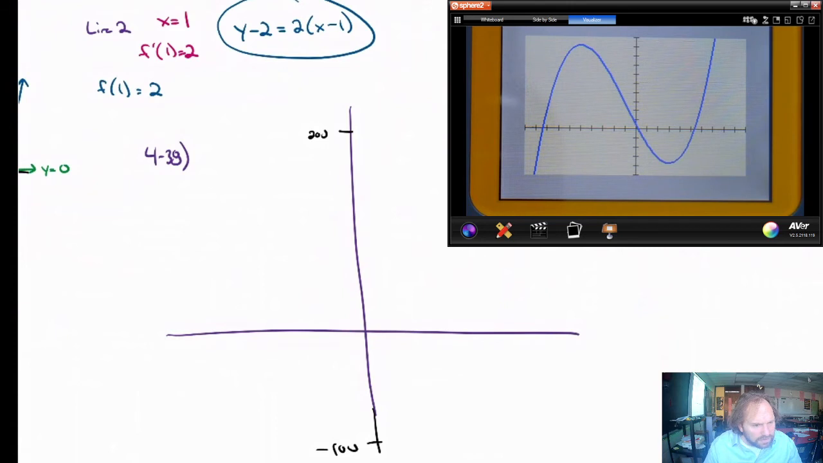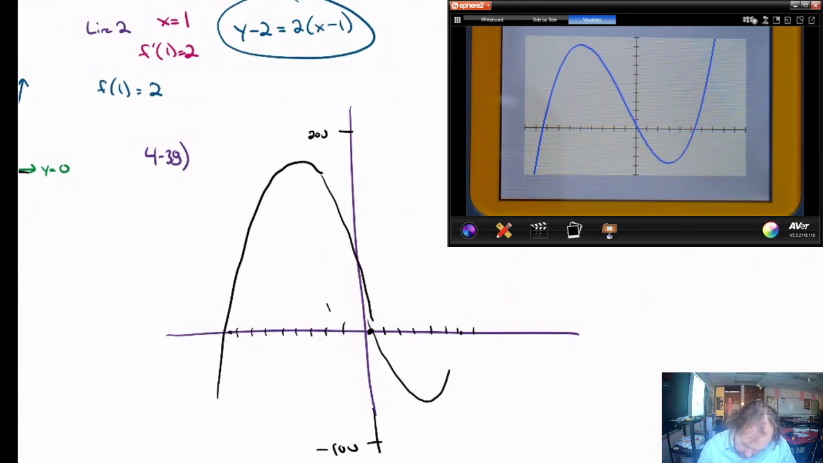Looks like we have pretty solid zeros, a little bit after zero. 1, 2, 3, 4, 5, 6, 7, 8, somewhere in here. And then 1, 2, 3, 4, 5, 6, 7, maybe right in there too. So this graph goes up, and then it comes back down, and goes back up like that.